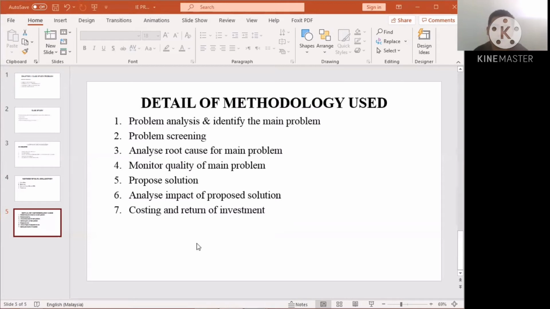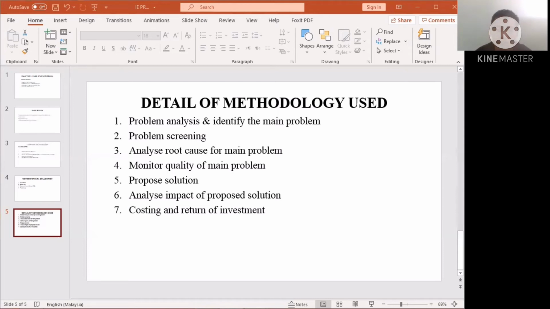Last but not least, the costing and return on investment, ROI. So we will compute the entire cost of improvement implemented by our group, as well as the return on investment, ROI, to assess how well our efforts have paid off to help the stall.